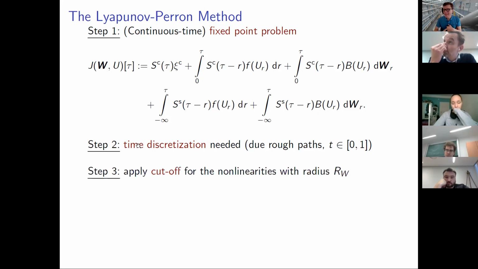Then what you need to do, that's another really tricky thing. In deterministic analysis, if you're working in the neighborhood of the origin, you're basically applying a cutoff to your nonlinearities to make the nonlinearities locally Lipschitz.